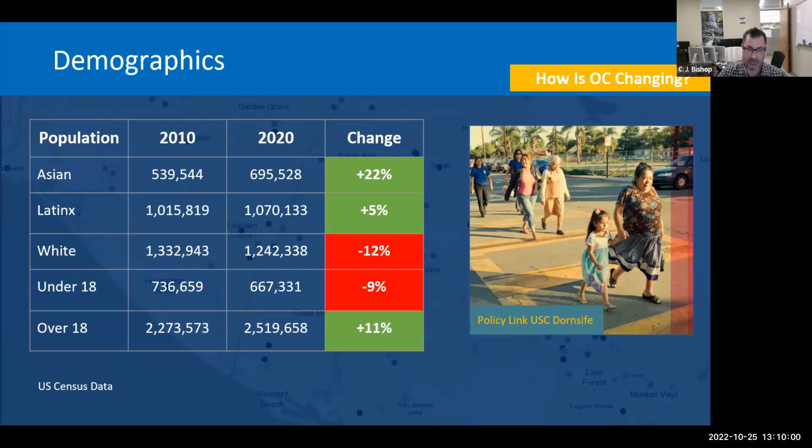Another key aspect we wanted to explore is the demographics within our region, so this is within Orange County. We looked at the census data between 2010 and 2020, comparing the demographic changes between the decades. We're definitely seeing an increase in our area of Asian and Latinx population, as well as those over 18. Orange County is one of the fastest growing and aging communities, so that's important for us to consider. Because of that, we are dropping in those under 18, and the predominant white demographic is also starting to decrease.